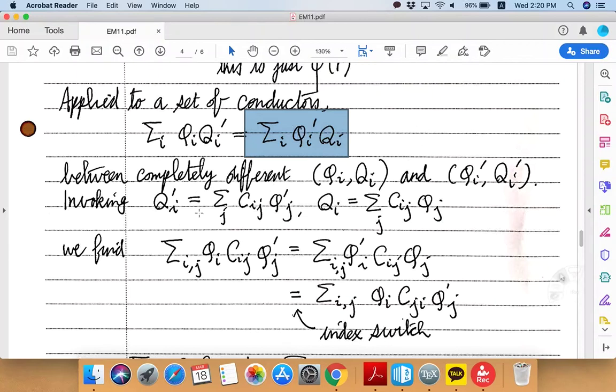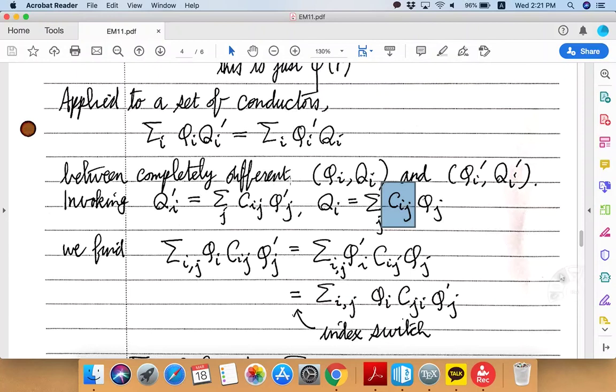For example, the new charges Q prime i are related to the new potentials phi prime through the capacitance matrix like this, just as the old charges Q i are related to the old potentials phi through the same capacitance matrix. And they are the same capacitance matrices because, as I said earlier, neither the shape nor the locations of these conductors have changed between the old configuration and the new configuration. And C ij, being a purely geometrical quantity, cannot have changed in the process.